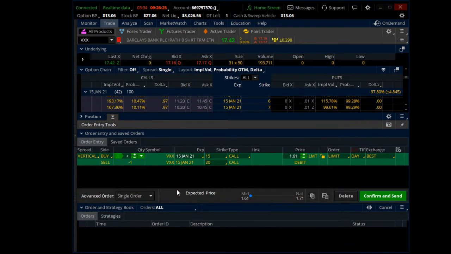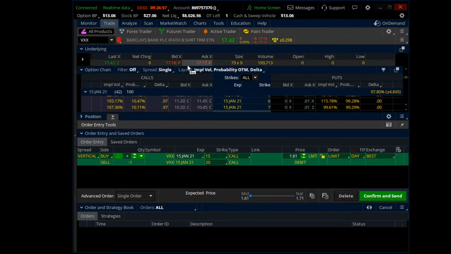Now, first of all, if we look at the price of this, $1.61. Right now, VXX is 17.16, right? So if expiration were to occur right now, this spread would be a winner, right? Because if we expired right now, this spread would be worth $2.16.